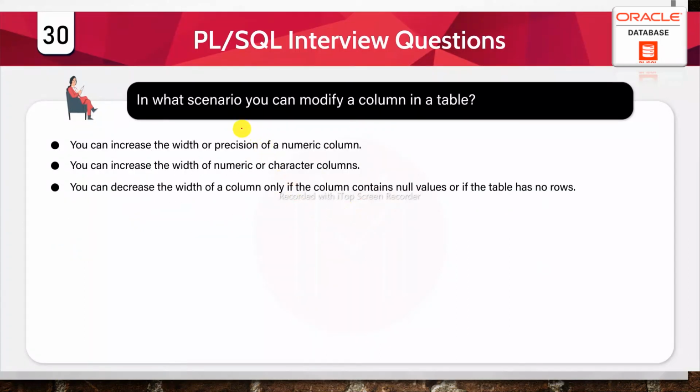Next, we have in what scenario you can modify a column in a table. You can increase the width or precision of a numeric column. Then you can increase the width of numeric or character columns. And you can decrease the width of a column only if the column contains null values or if the table has no rows. So this is the scenario in which you can modify a column in a table.